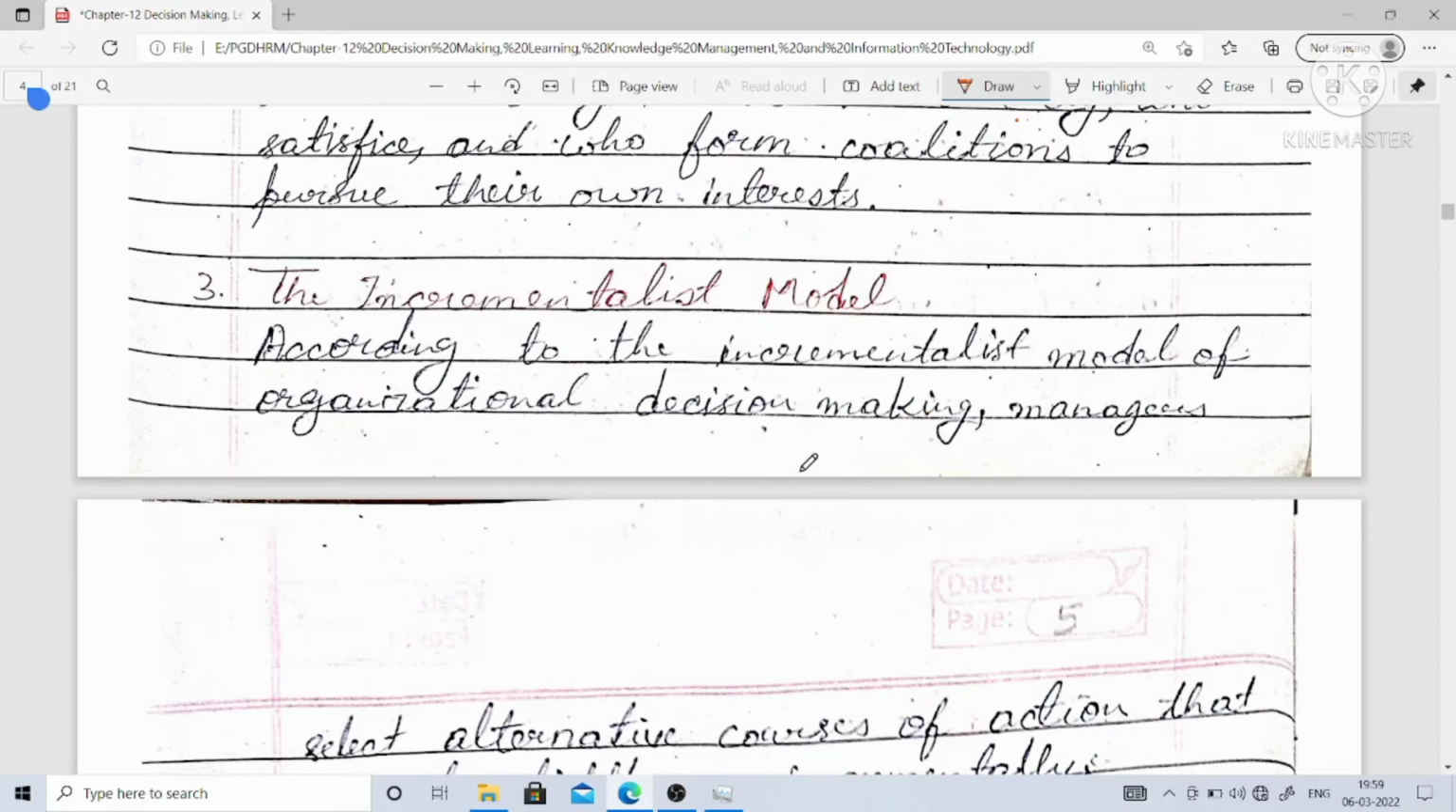And the third model of organizational decision making given here is the incrementalist model. So what is this incrementalist model of decision making? I will explain.